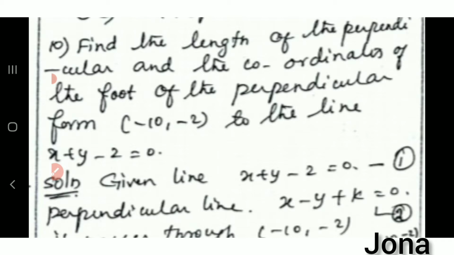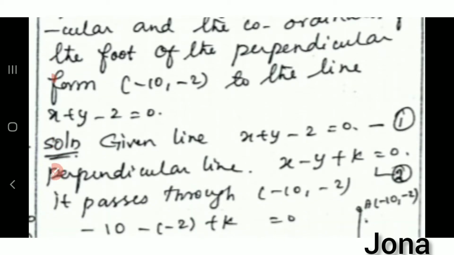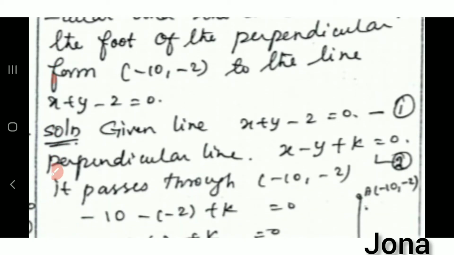That means the given equation is x plus y minus 2 equal to 0. That perpendicular line is nothing but x minus y plus k equal to 0. So these two equations, now we got this equation. It passes through the point minus 10 comma minus 2. This is also given in this problem here. Okay, so we can substitute the value of x and y here.